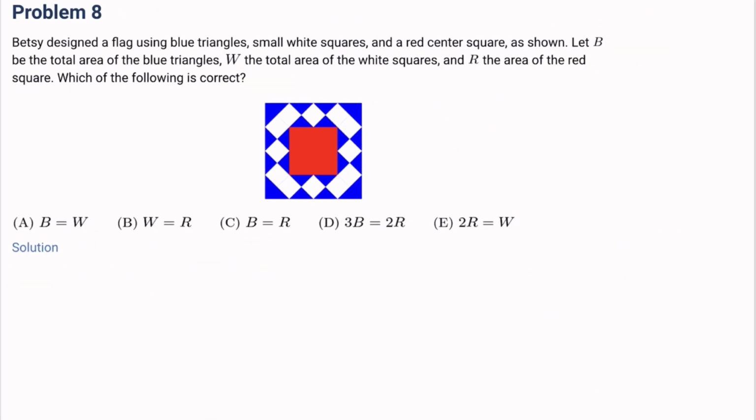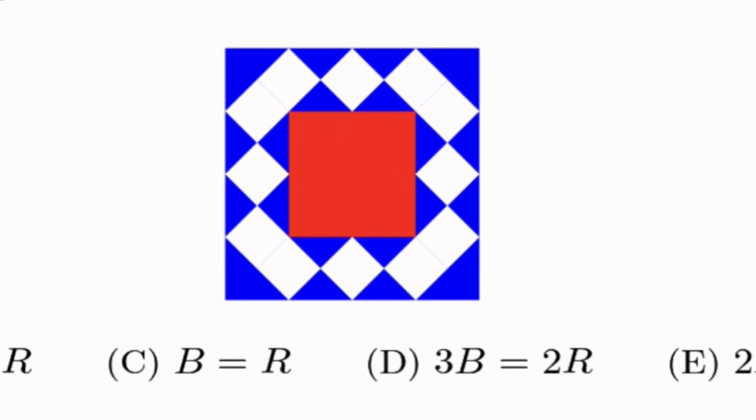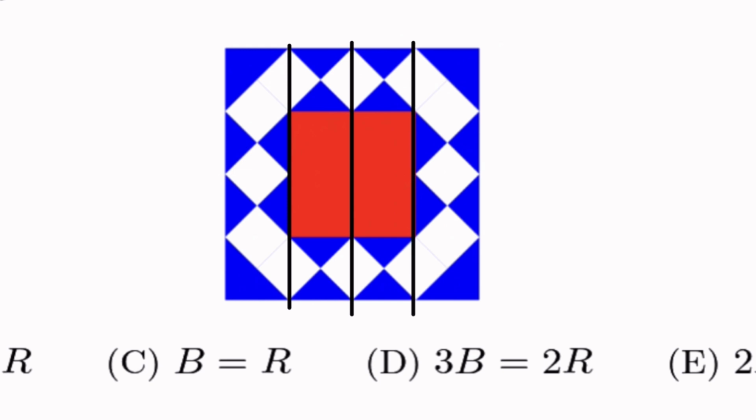Number 8. Betsy designed a flag using blue triangles and small white squares on a red center square, as shown. Let B be the total area of the blue triangles, W the total area of the white squares, and R the area of the red square. Which of the following is correct? Okay, so first of all, what we want to do is divide this into same grids. And if we do that, then we will get something that looks like this.